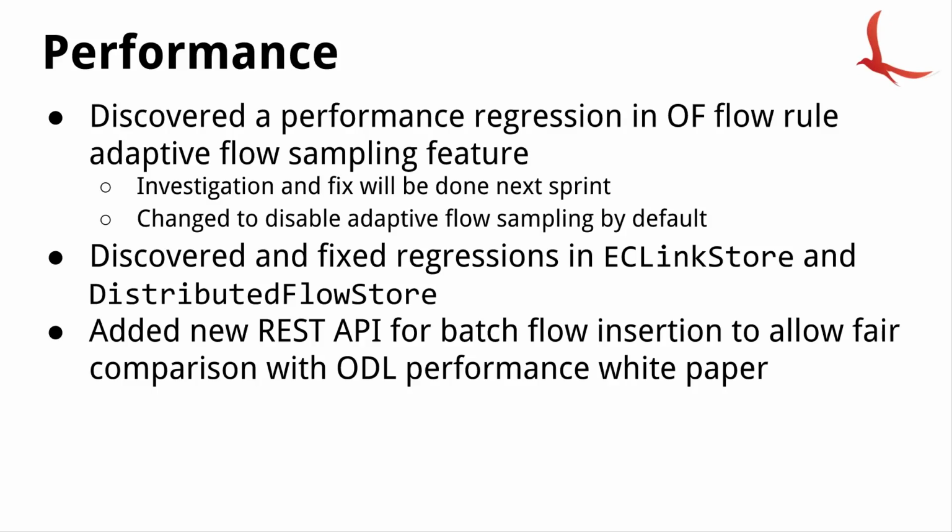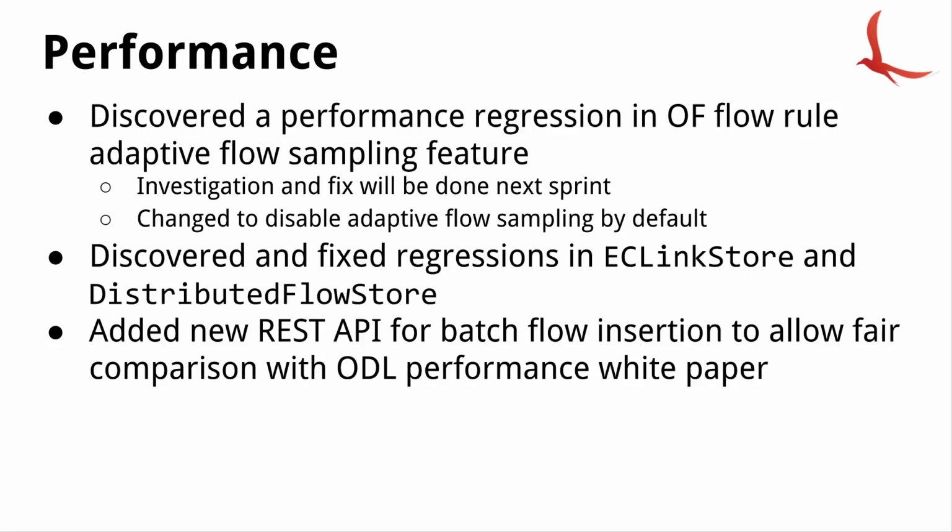I guess I can speak to this, but please jump in and help me, Madan, because a number of these items relate to what you helped find. We discovered a performance regression in the OpenFlow rule adaptive flow sampling feature that's part of the provider. It was an experimental feature that was added in, I think, the Drake EMU time frame, and we enabled it by default, I think, in Falcon. There must be some sort of defect, because the whole goal of this feature is to improve performance and reduce the load on control plane channels. It appears to have the opposite effect.